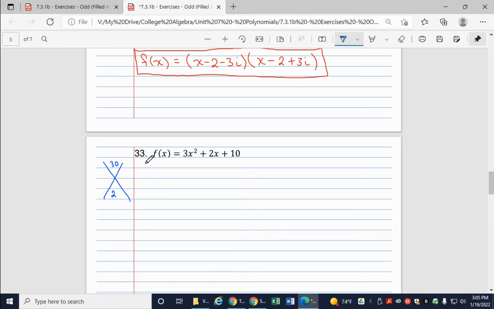So my factors of 30 are 1 times 30, 2 times 15, 3 times 10, 5 times 6. Is there any way to get a 2 out of those? No. So that means it doesn't factor and I get to use the quadratic formula.